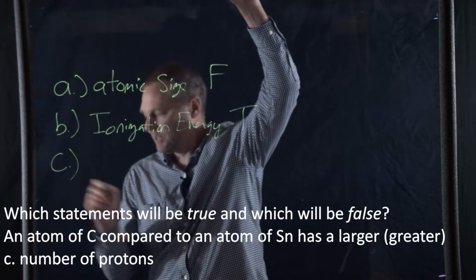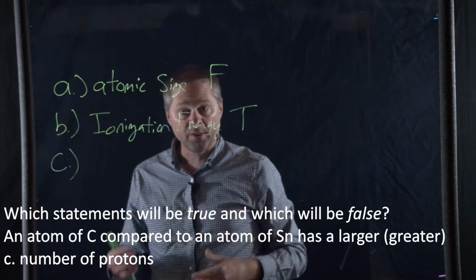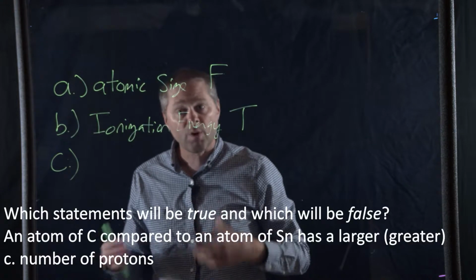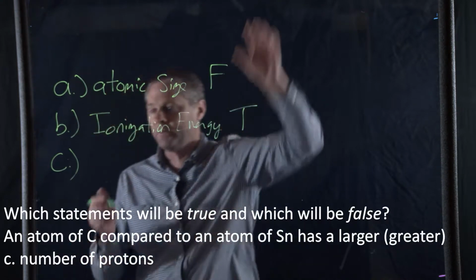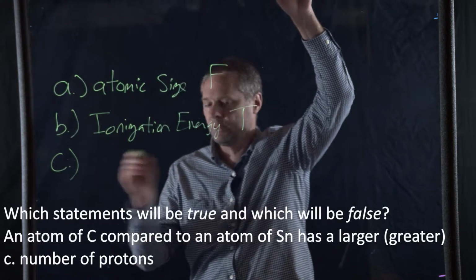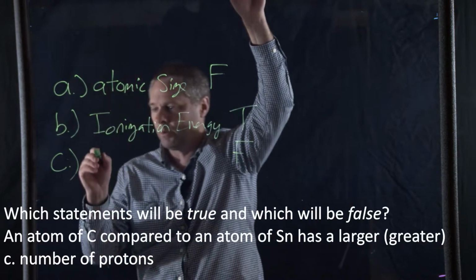Right. C, the number of protons. Does carbon have a greater number of protons? Well, no, it has a smaller atomic number. Since it has a smaller atomic number, it's going to have fewer protons, and so this is going to be false. And so this statement asks for number of protons.